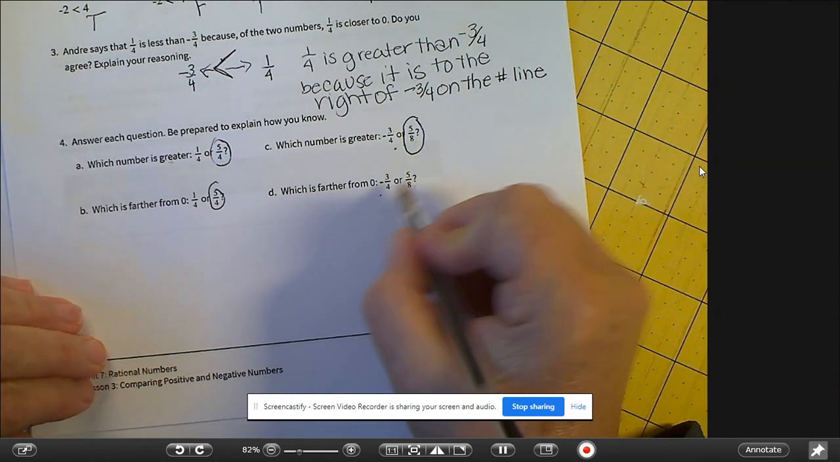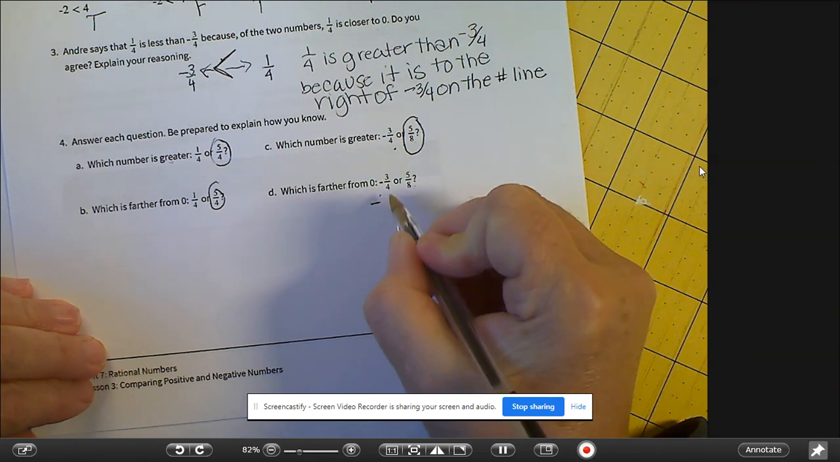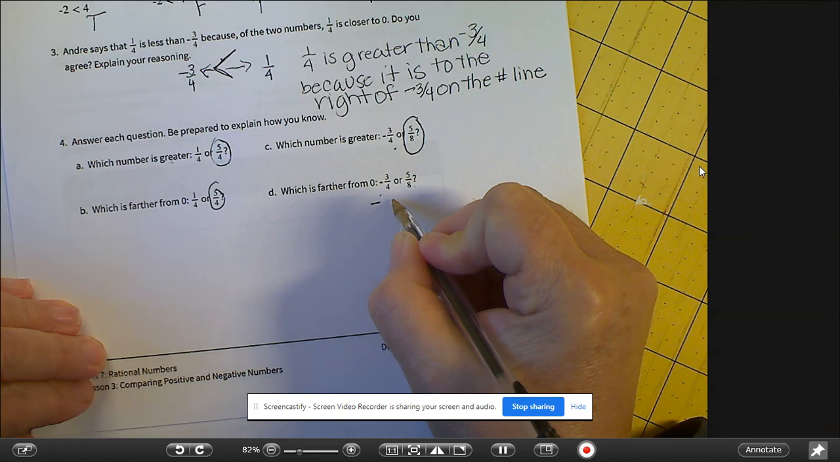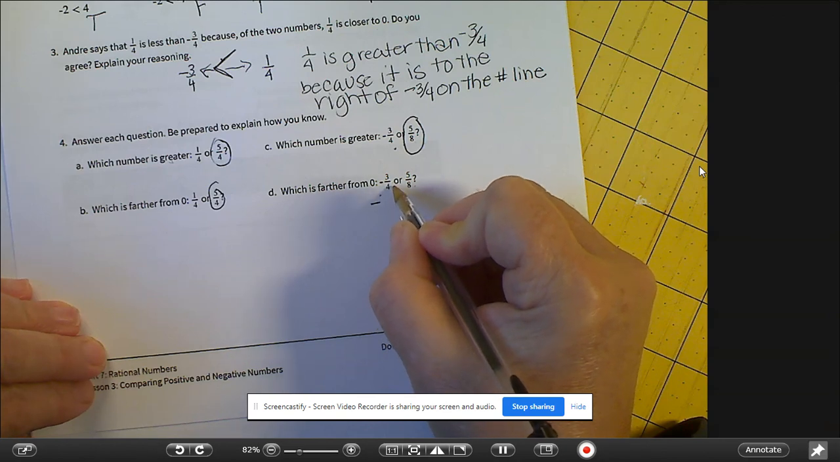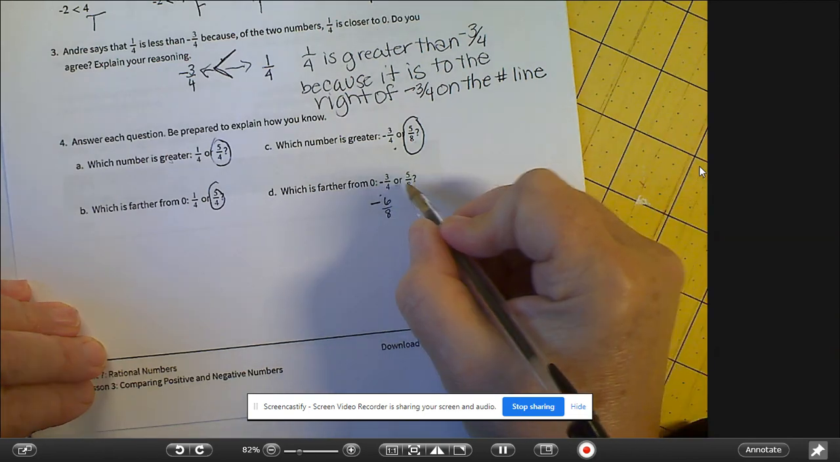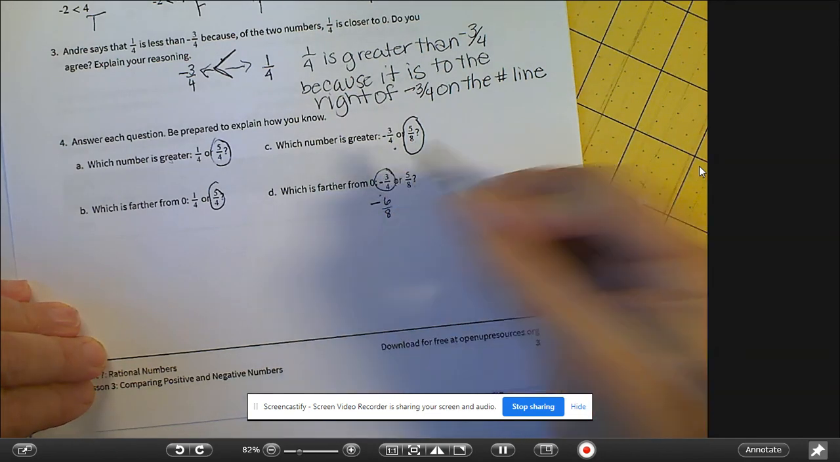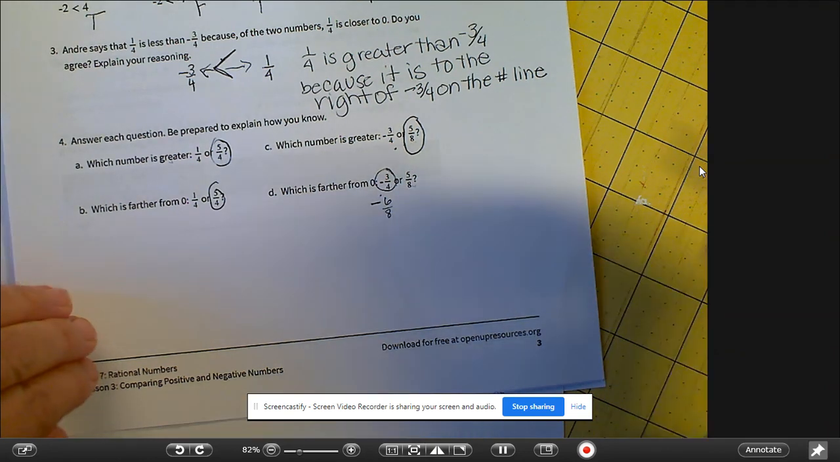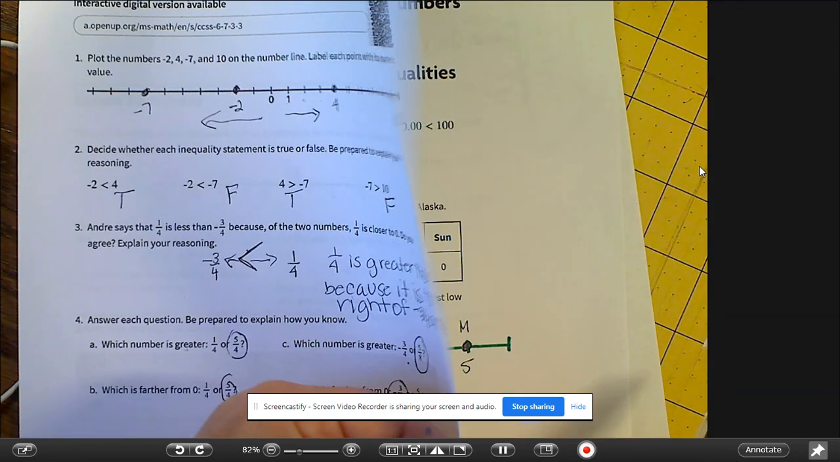So on this, just to make sure, we know, let's make it both 8. So if you're converting that, it would be 6/8. So which is farther from 0? It would be negative 3/4 because 6/8 would be farther than 5/8. Even though it's negative, you're talking about how far it is away from 0.